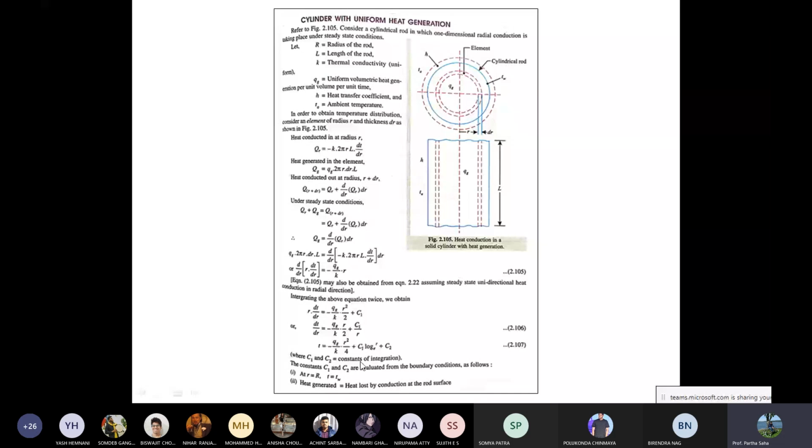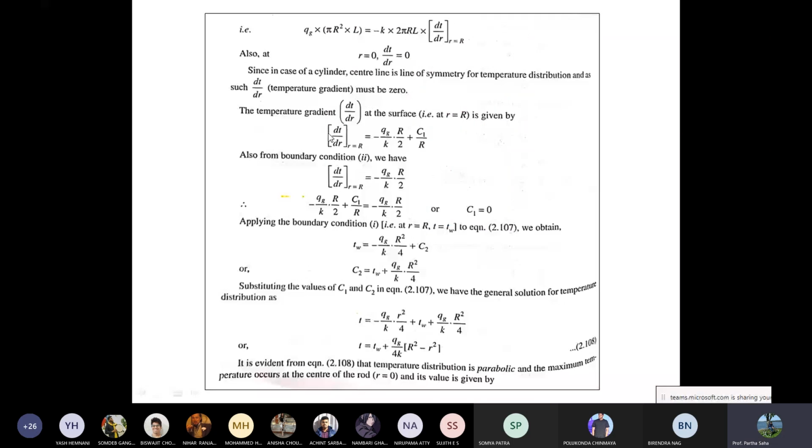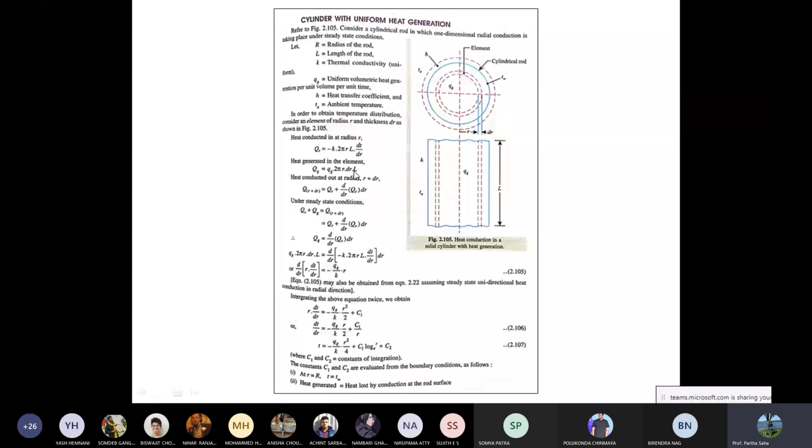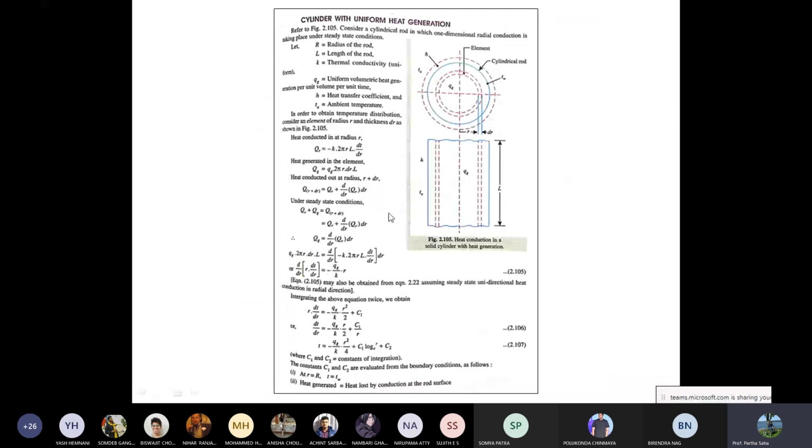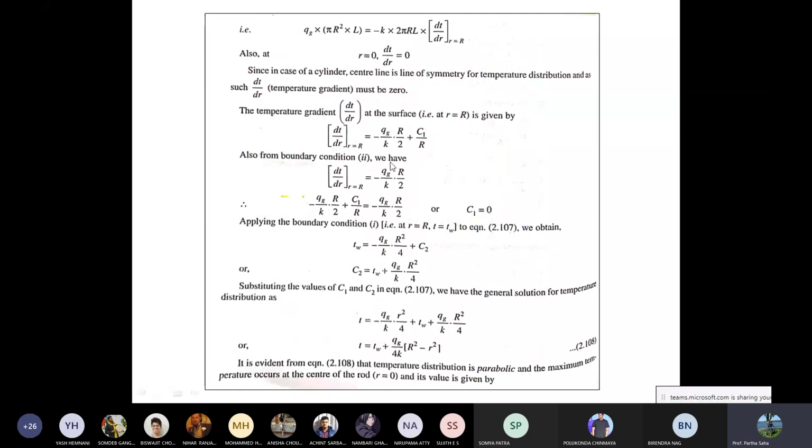So from the second boundary condition, heat generated is this term, Qg 2 pi r dr. At the surface, small r will be substituted by capital R. So Qg pi R square L, that is the amount of heat being generated, and that is going to be equal to this amount of heat, minus K 2 pi R L dT by dr when r is equal to R.